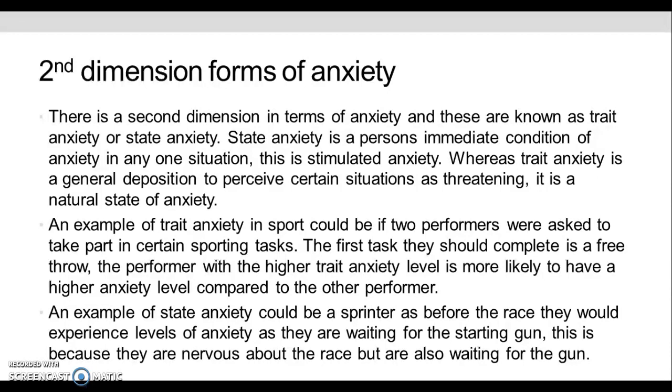An example of trait anxiety in sport could be if 2 performers were asked to take part in certain sporting tasks. The first task they should complete is a free throw. The performer with the higher trait anxiety level is more likely to have a higher anxiety level compared to the other performer. An example of state anxiety could be a sprinter, as before the race they'd be experiencing levels of anxiety as they're waiting for the starting gun. This is because they're nervous about the race and also anticipating the gun.